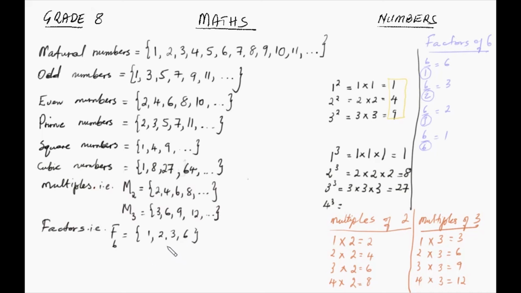Sometimes you may look at it like this. You say, okay, when I multiply 1 by 6, I get 6. When I multiply 2 by 3, I get 6. So 1, 2, 3, 6 are factors of 6. All right. But the basic definition is this one. Now, let's say we wanted to find the factors of 12. Okay? What do you do? Okay, let's come here. Factors of 12.